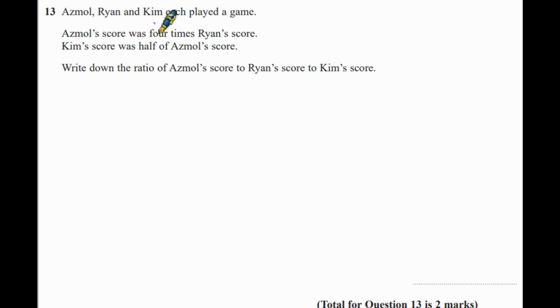Question 13. Asmol, Ryan and Kim each played a game. Asmol's score was 4 times Ryan's score, and Kim's score was half of Asmol's score, and we need to write down the ratio of Asmol to Ryan to Kim. It's important that when we're writing the ratio down we put it in this order, so let's put their initials to start with. We have Asmol, we have Ryan, and we have Kim.